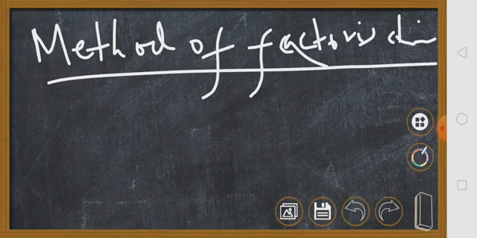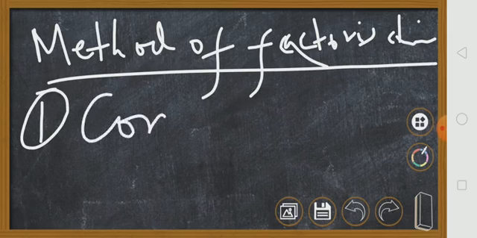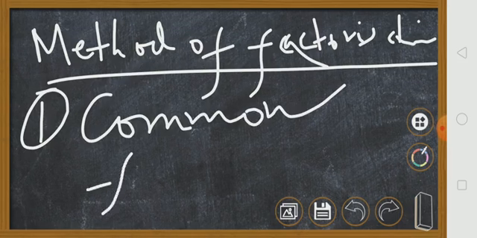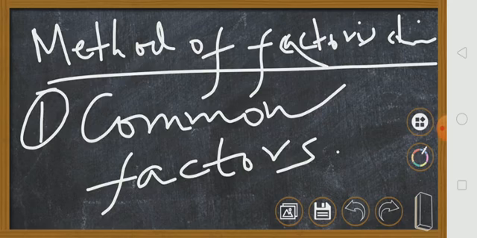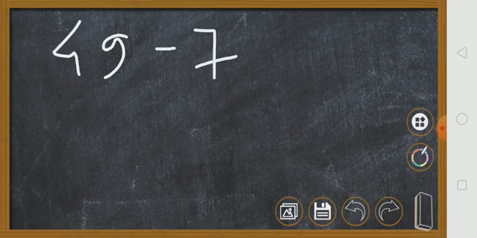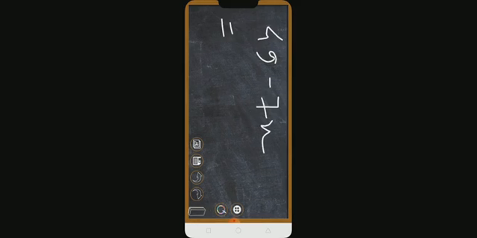In the methods of factorization, we have first of all the method of common factors. I'll explain it with the help of an example. Let's say the example is 49 minus 7x. Now what can you take common from both the terms? 7, no? So you take 7 common.